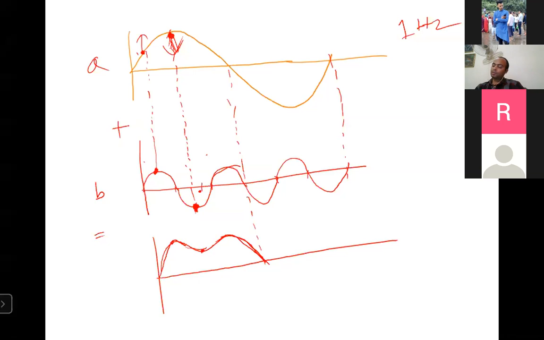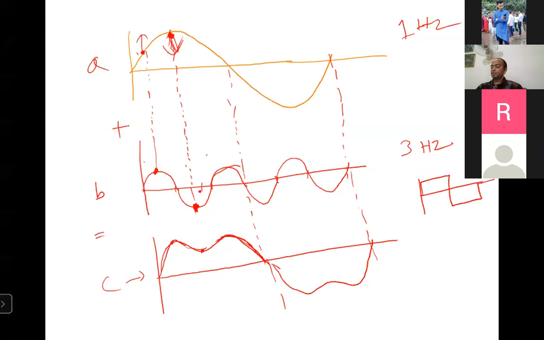That means when the 1 Hz signal and the 3 Hz signal are added, we are getting a shape like this. And in the negative cycle also the same thing will happen. So what is figure C looking like? Is it looking a little bit like a square wave? How is a square wave? Square wave means it is something completely like this. Yes, sir, this is one square wave.